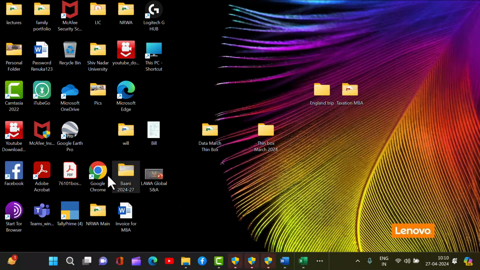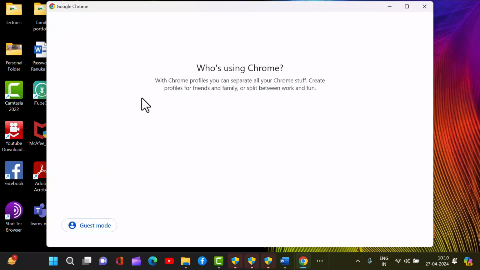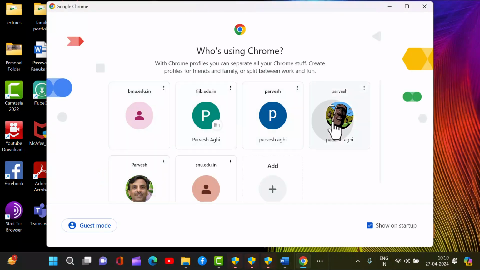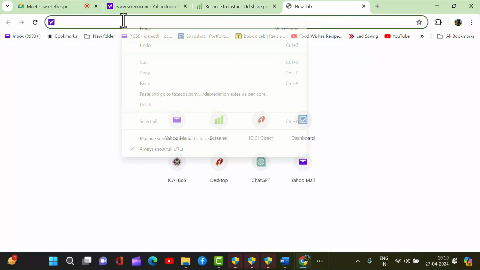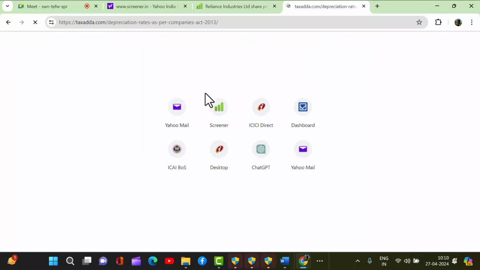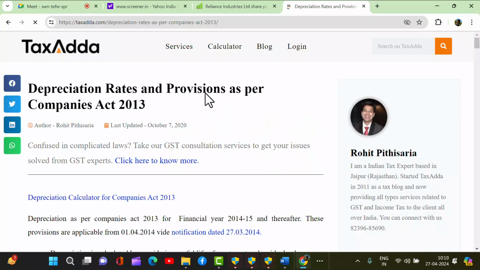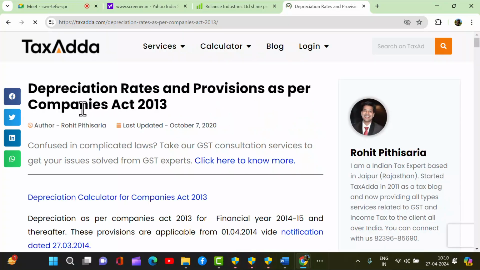So please ask questions. This is the most important part to understand. The first step we do is that we add depreciation as per the income tax. Okay, so let's go to the depreciation as per income tax and as per the Companies Act. What we are saying is depreciation rates as per the provisions of the Companies Act 2013. Are you able to see the screen?